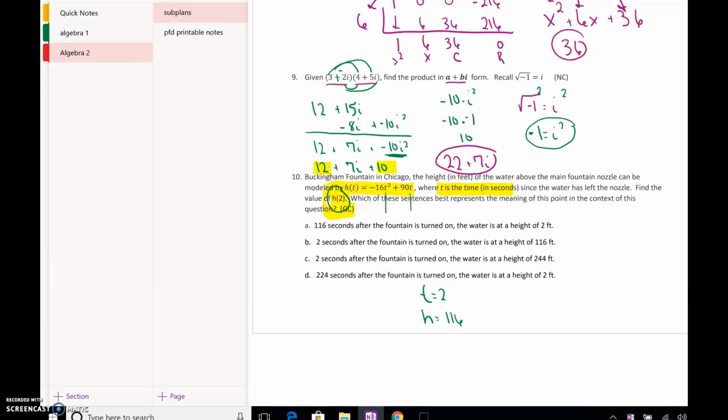So the first one's 116 seconds. Well, 116 is actually, what was it? Does it say feet? It's feet. So this one's out. The next one, 2 seconds after the fountain is turned on, the water's at a height of 116. The other ones don't even have the correct number, 244 or 224. So our answer is B, and that is your practice capstone test.